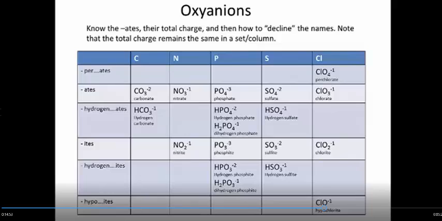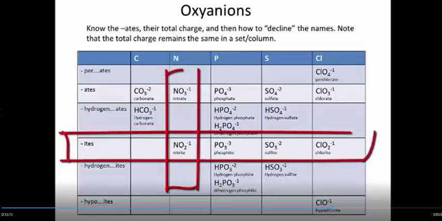with this? Believe me, after a short period of time, these will be easy for you. Just keep working at it. So know the -ates and then apply the following rules. I sort of say it's like declining a verb. If you have one less oxygen, the -ate becomes an -ite.